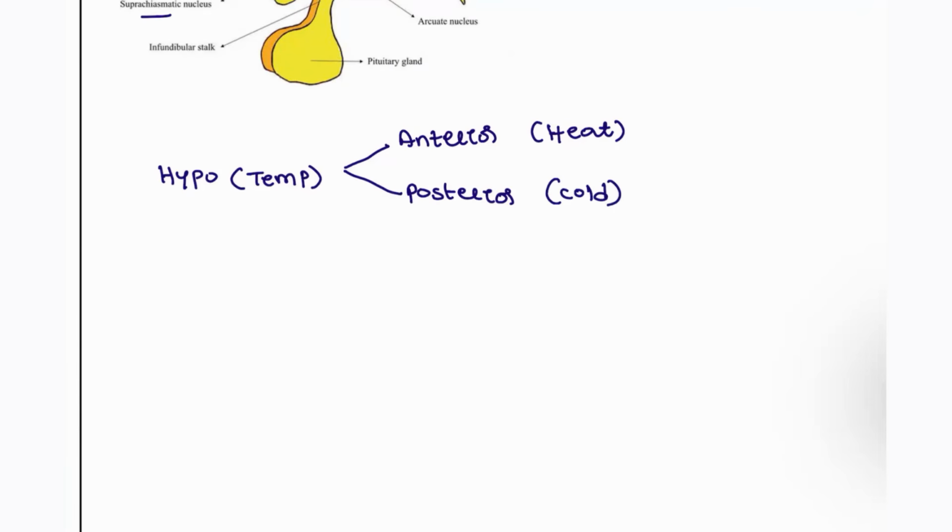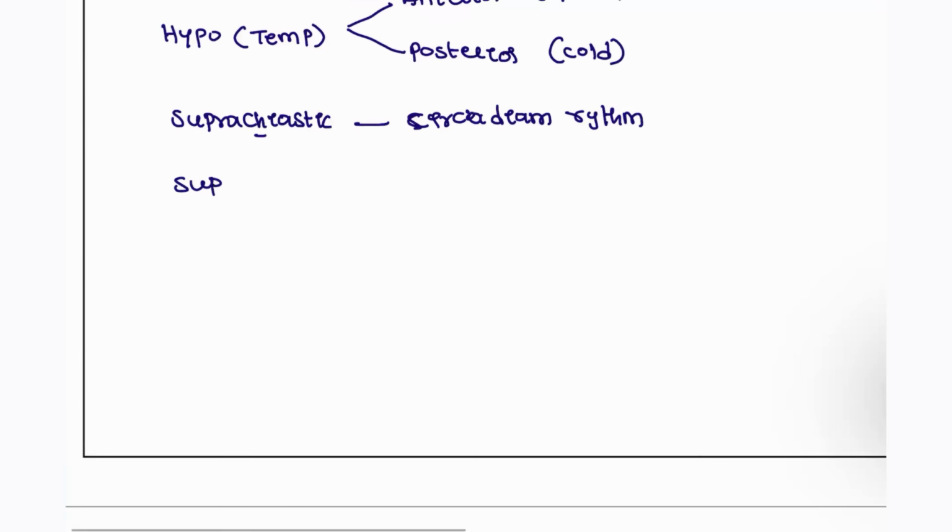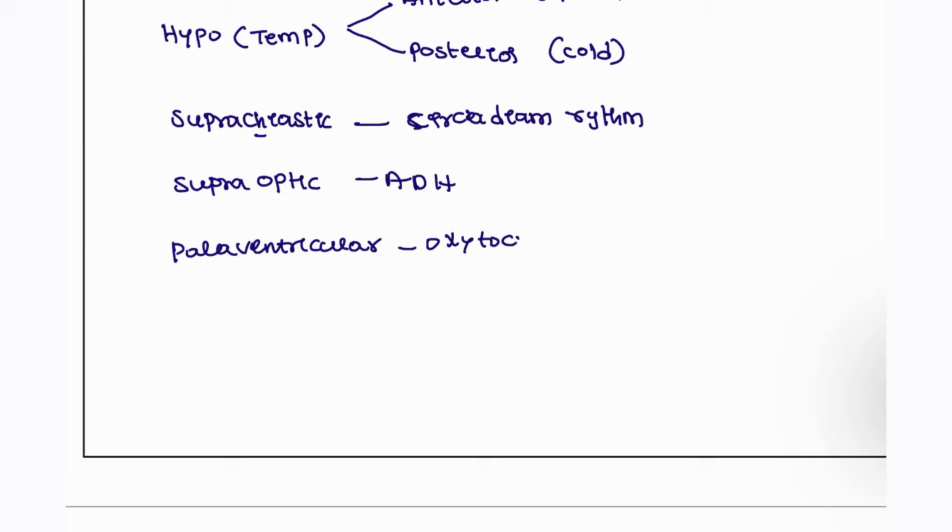Next, coming to another important one, circadian rhythms. Circadian rhythm is from the suprachiasmatic. Right, next, supraoptic. Supraoptic is for the ADH hormone, antidiuretic hormone. Next, paraventricular. Paraventricular is important for oxytocin, guys. Next, mammillary bodies. M for mammillary, M for memory.